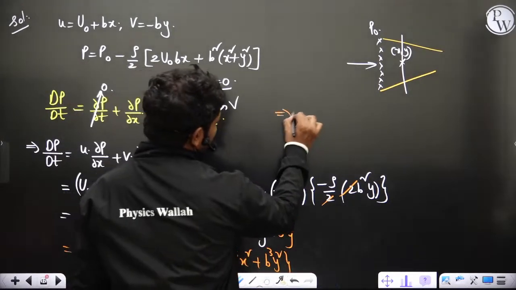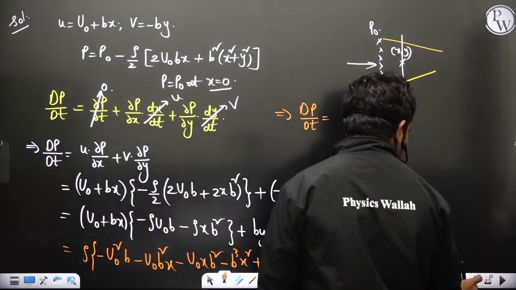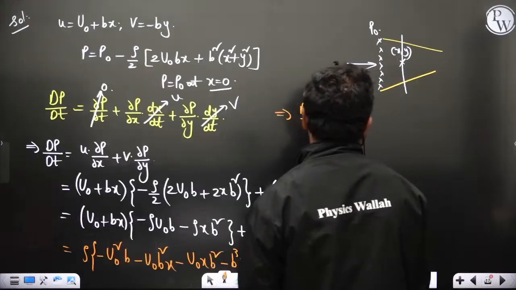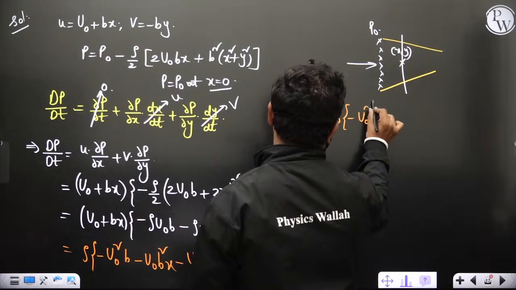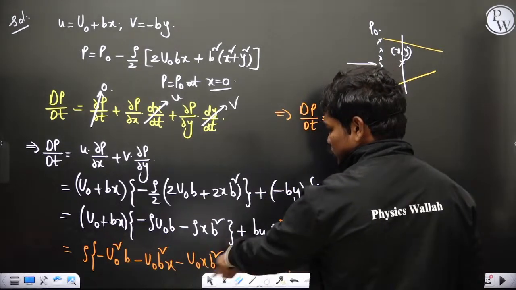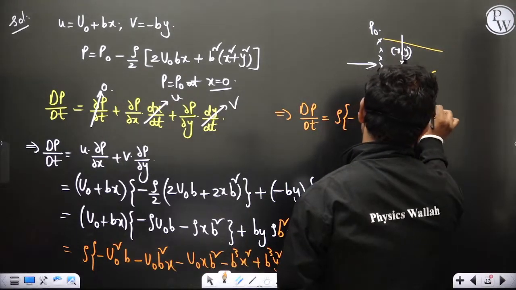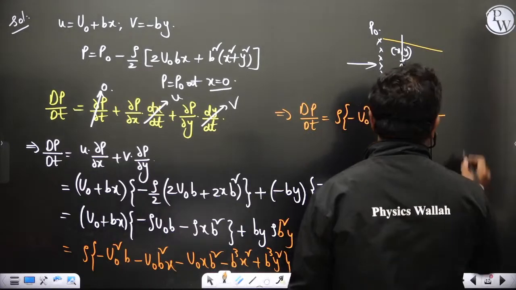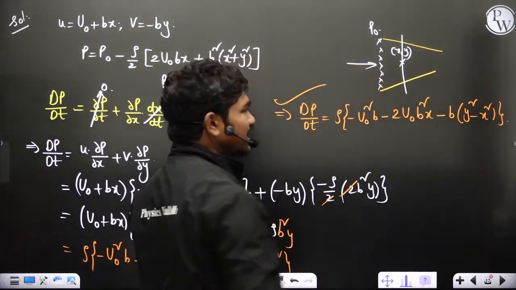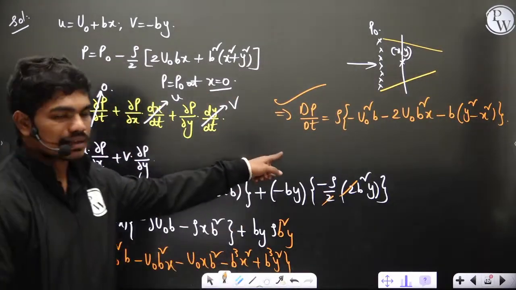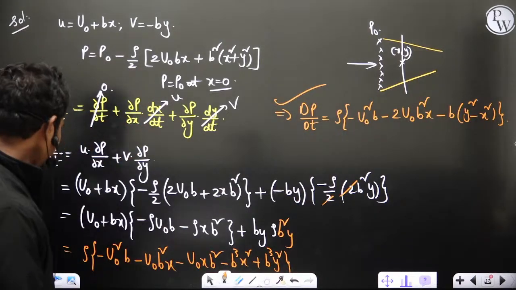So dp by dt gives you, now what are the options they have given you? They have given you y square minus x square in all the terms. So if you keep this as y square minus x square, we have rho times minus u0 square b. This is the first term. Then these two terms are actually same. So minus 2 u0 b square x is this, and minus b times of y square minus x square. So this is actually the dp by dt, the total derivative of pressure with time. This is normally called the material derivative. We'll see why it's happening when we see the continuity equations. Is this clear to all of you?